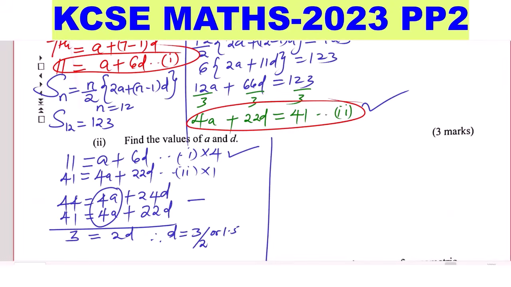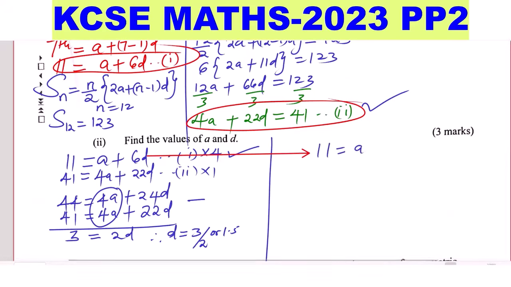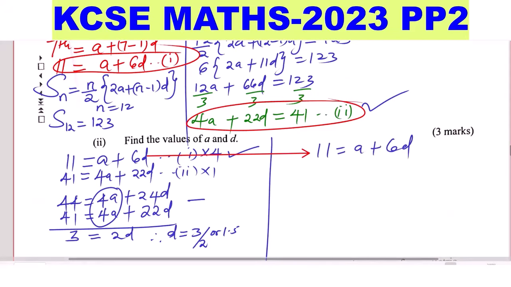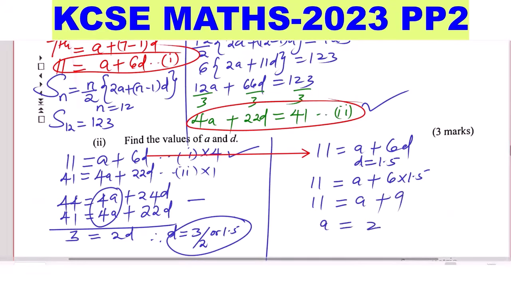Now let's get the value of a. To get the value of a, you simply need to take one of the equations. I'll take 11 is equal to a plus 6d. I already have d. d is 1.5. So just substitute: 11 is equal to a plus 6 times 1.5. So this will give 11 is equal to a plus 9. So a is equal to 2. So you have d and you have a.